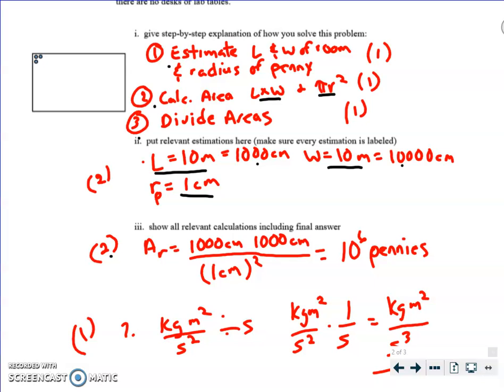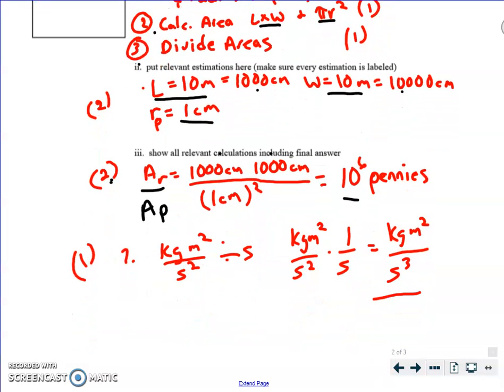Now I calculate the areas here and divide them. So the area of the room is 1,000 centimeters by 1,000 centimeters. And then I'm going to divide that by the area of the penny, which is 1 centimeter times 1 centimeter. If you put the pi in there, that's fine, but you don't have to. And anyway, I get about 1,000,000 pennies.